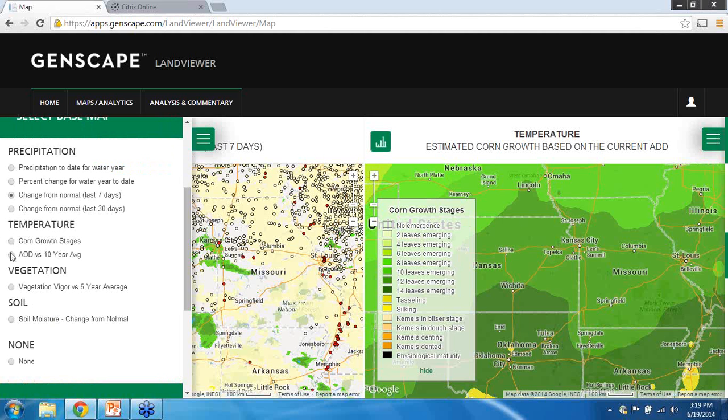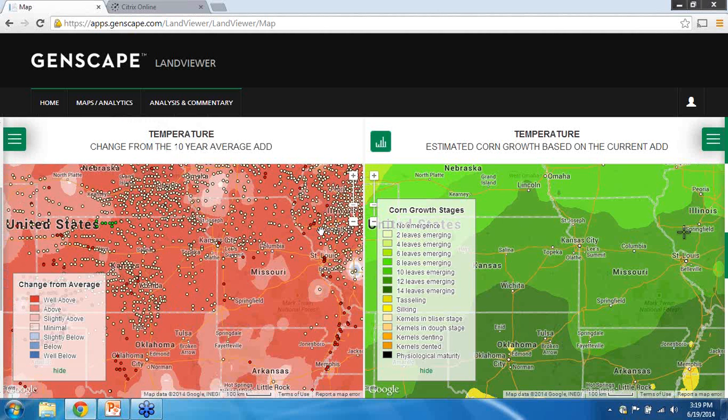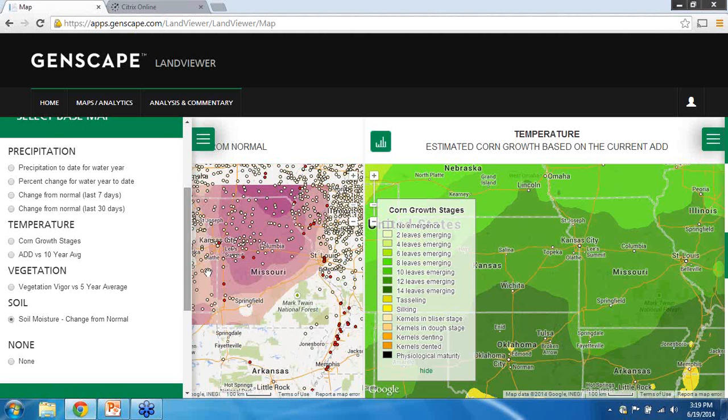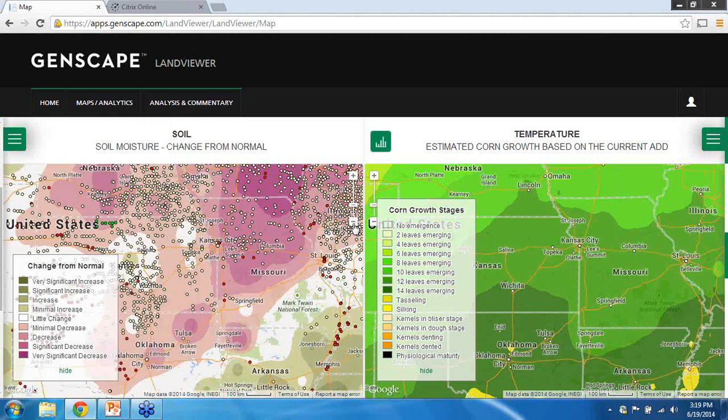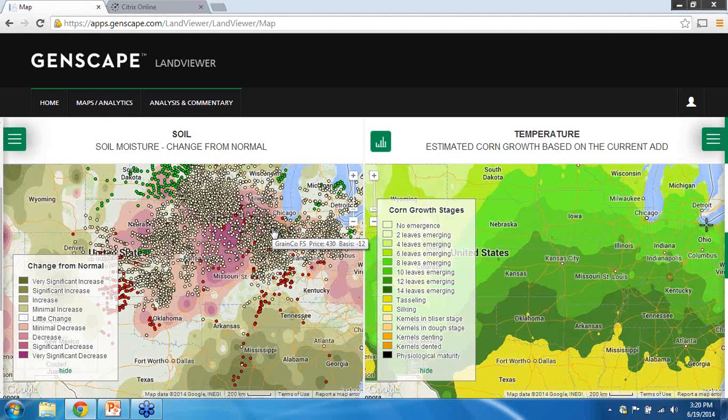Here's the growth stage map. Growing degree days compared to the 10-year average growing degree days. Again, to get a sense for where are we at with degree days. Most of the country is above average currently. We have soil moisture, which is interesting to me in the fact that a lot of the Midwest right now is seeing soil moisture that's below average. We've had some good spring rains, but we didn't have a lot of rains late last year.